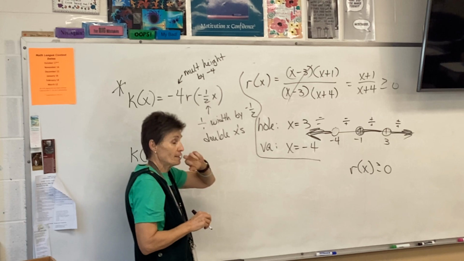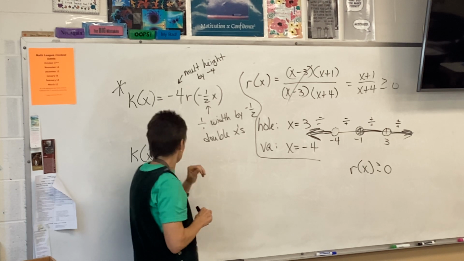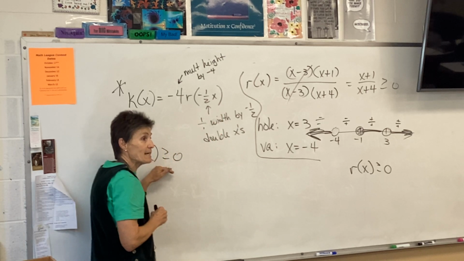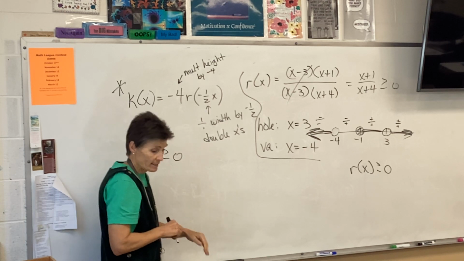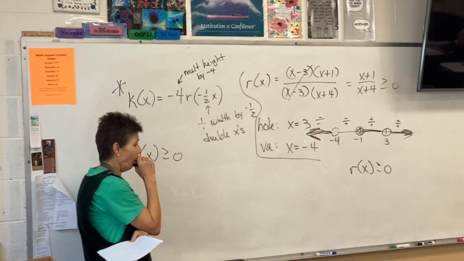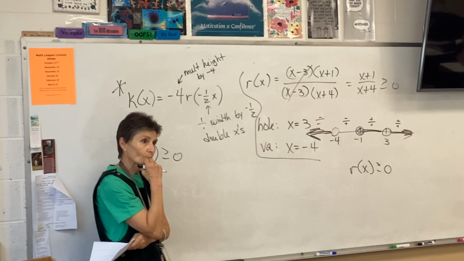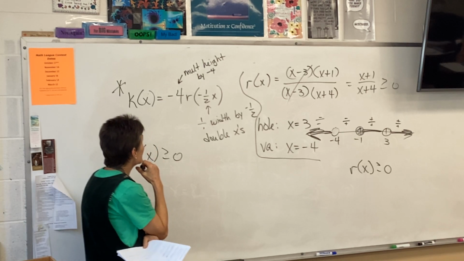Now the question is, where is this guy going to be positive? Right, now think about that for a second. Think about that. Luke? Did you multiply the points on the number line by -1/2 to find where the points would be on K of X?